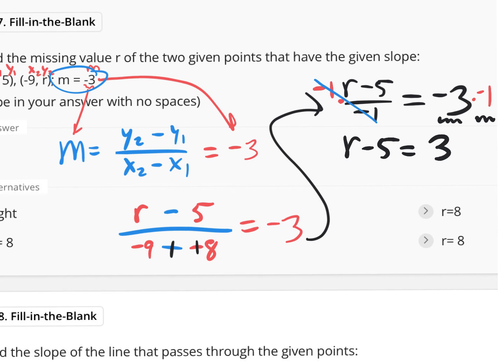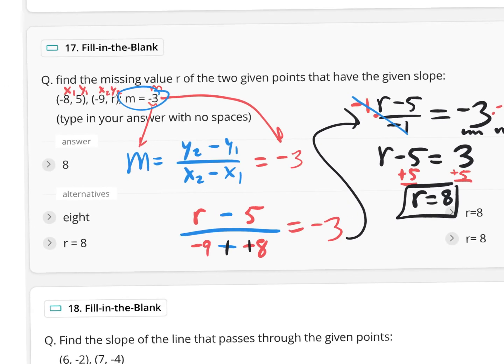All I need to do is get rid of that -5 by adding 5 and adding 5, thus giving us r equals 8, and that is what you need to type in for your answer. I guess you could type in r equals 8, or you could even just type in the number 8, and that should give you full credit.